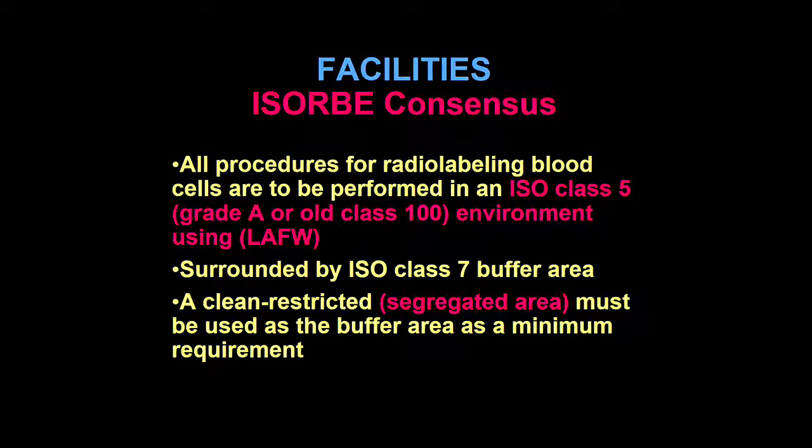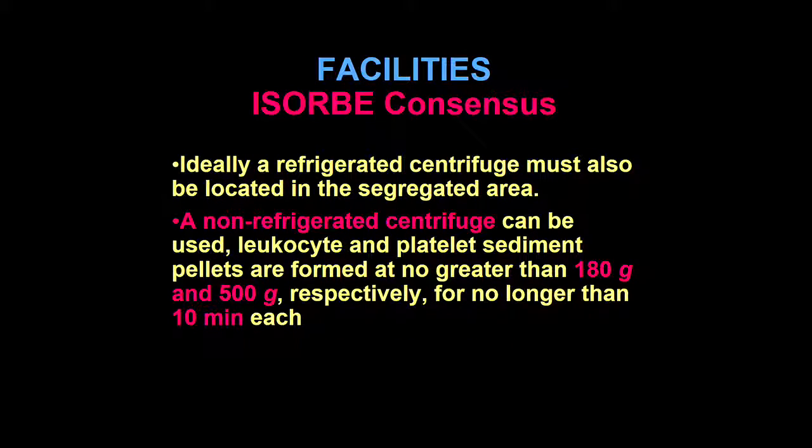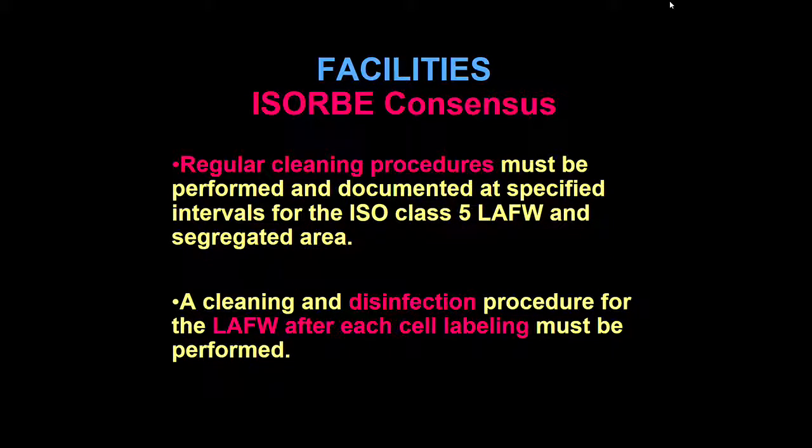We should have at least a grade A laminar flow hood to do this. And then normally it has to be in a buffer room, which is grade C. But if you don't have that, we are okay with a segregated area, a clean segregated area, which is less than grade C. But still, it should be clean, and it should be separated from everything. And then, again, after negotiations, well, if they are not going to afford a refrigerated centrifuge, okay, you can have a non-refrigerated centrifuge, but then you cannot exceed this speed because you're going to destroy the cells. And this was also in our consensus. And, of course, we suggested regular cleaning procedures and disinfection procedures.